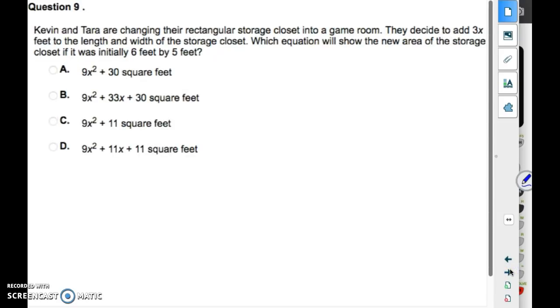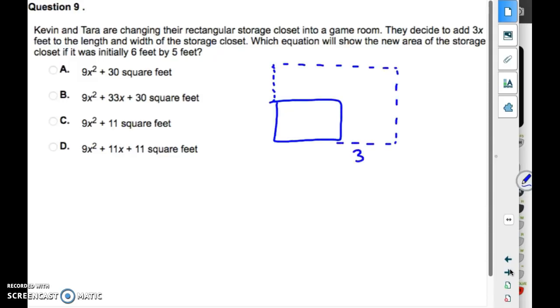Number 9 is a great problem. Kevin and Tara are changing their rectangular storage closet into a game room. They decide that they're going to add 3x feet to each part. And they're saying the closet was initially 6 feet by 5 feet. Which equation shows the new area?